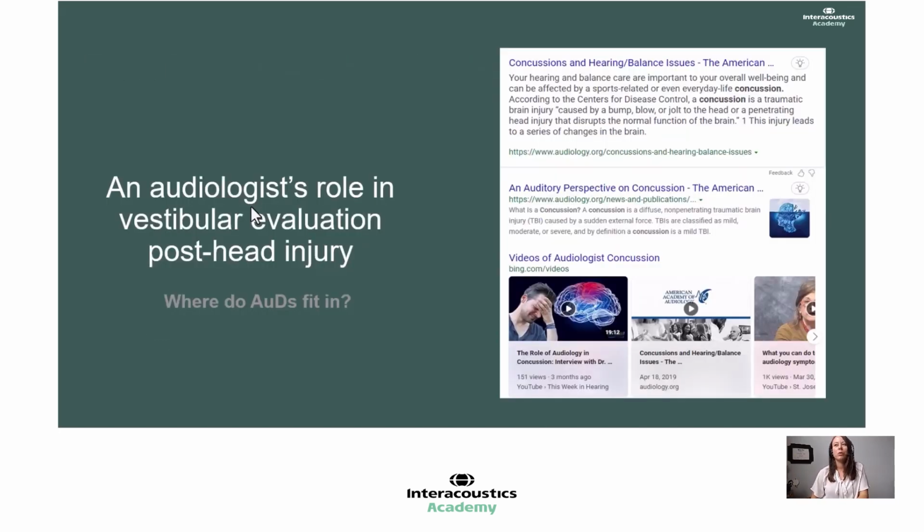Audiologists are actually not new to the concussion world. There's been a significant amount of past research, more so on the auditory effects of a head injury. But in the recent years, we've seen an increase in research articles on the vestibular impacts that a head injury can have. So it's not new to our world, but it's a growing subfield of vestibular audiology.